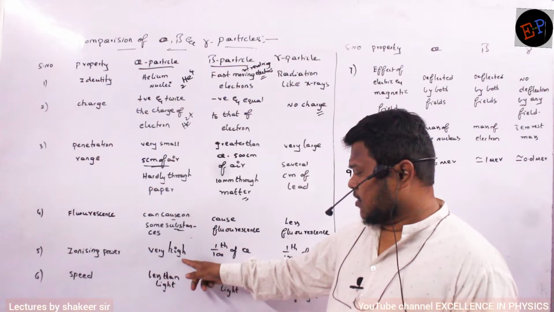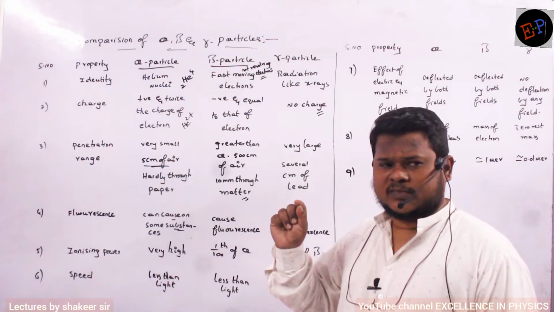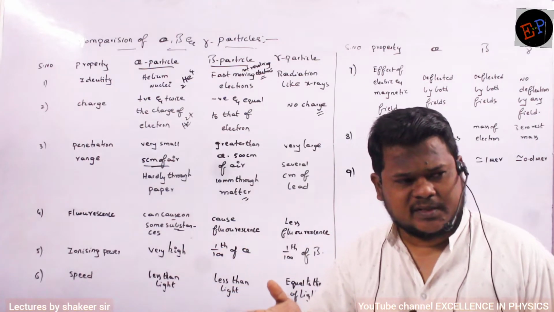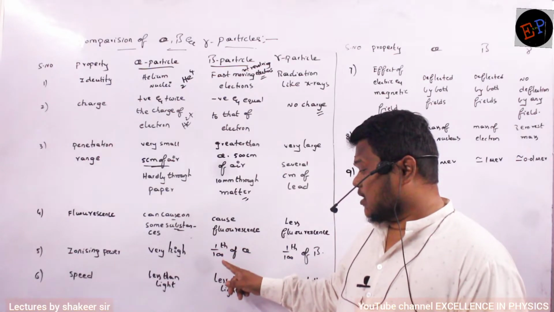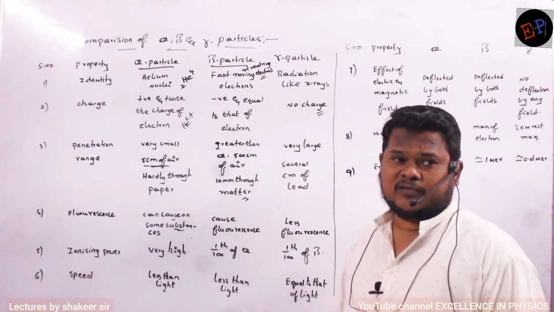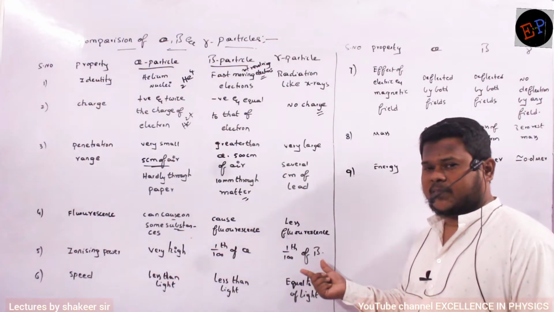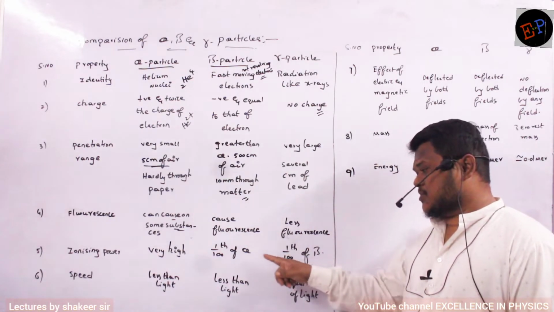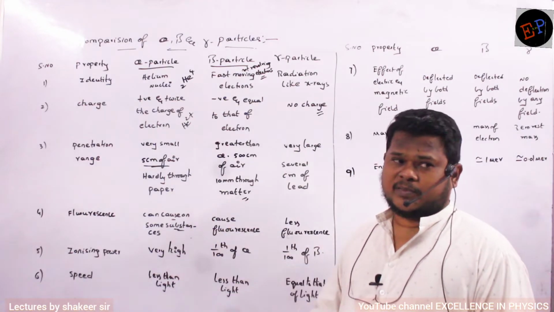And when compared to alpha, what is the ionizing power of beta? Beta is just an electron. So therefore its ionizing capacity will be very less because its energy also is very less. So how much is it? 1 by 100th times of alpha particle. Very less. And gamma is still 1 by 100 times less than beta. It means 1 by 10,000 times less than alpha particle.